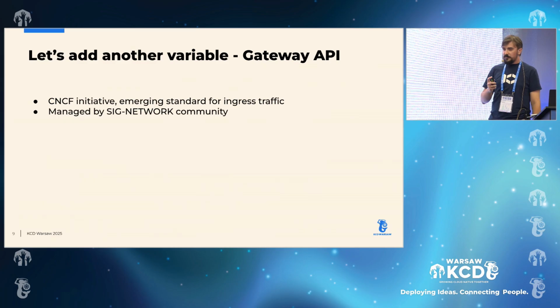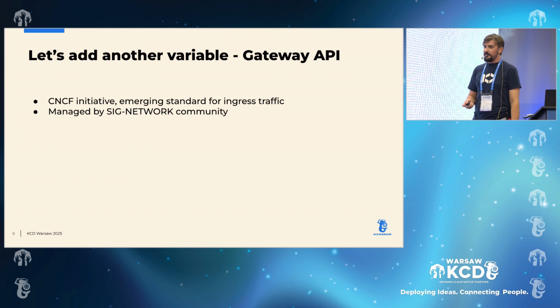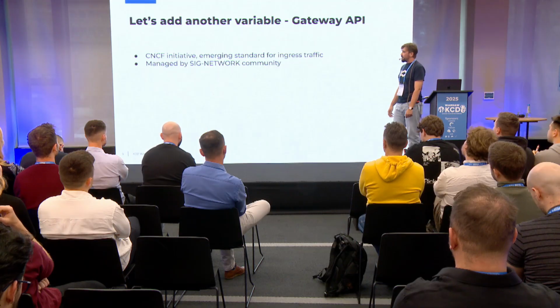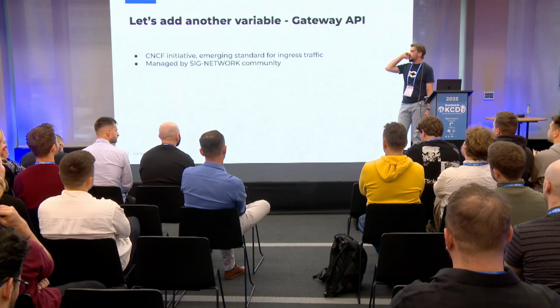Now, how about another variable? Let's say, why not? It's not even complex enough, right? So let's add the Gateway API. How many of you already are using Gateway API? Some of you. How many have heard of Gateway API? Okay, so it's getting there. It's a CNCF initiative, an emerging standard for ingress traffic. It's also managed by the SIG Network community in the Kubernetes world. So the people responsible for everything in networking decided to start this project, or initiative.